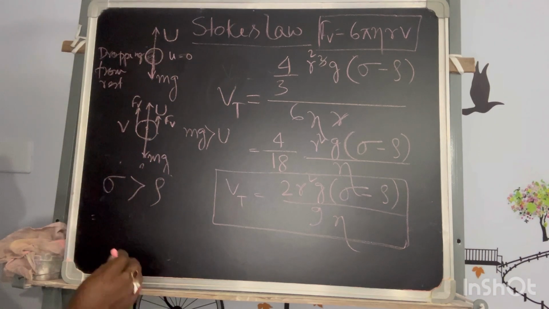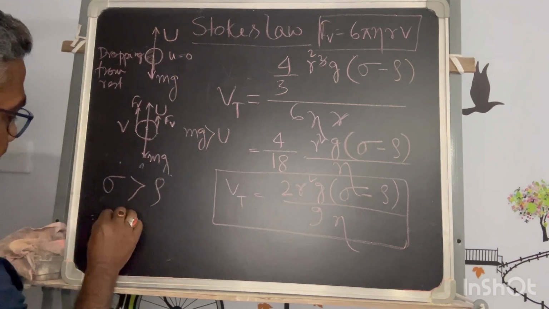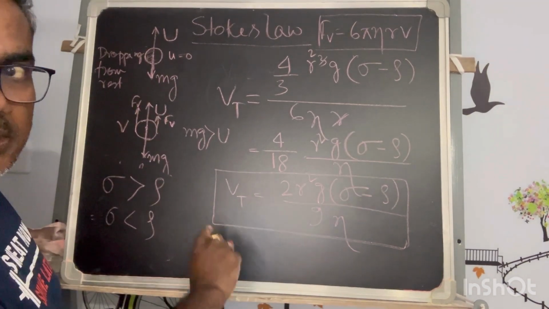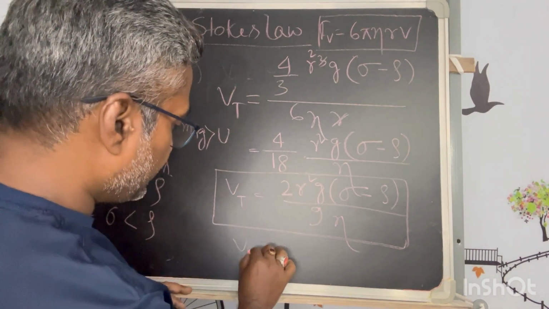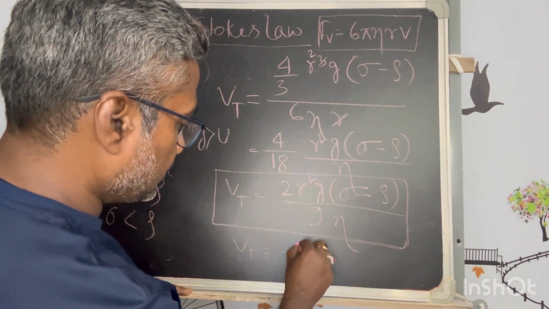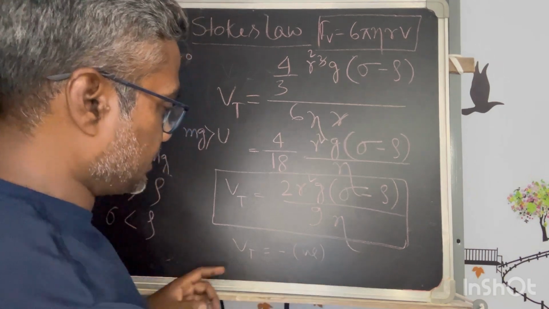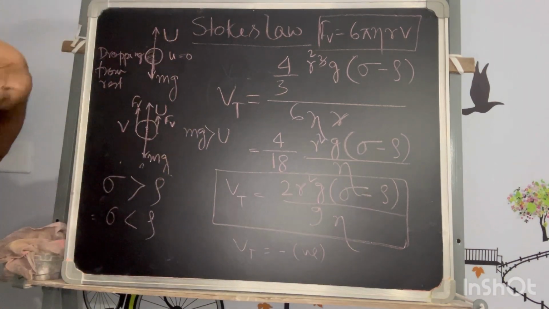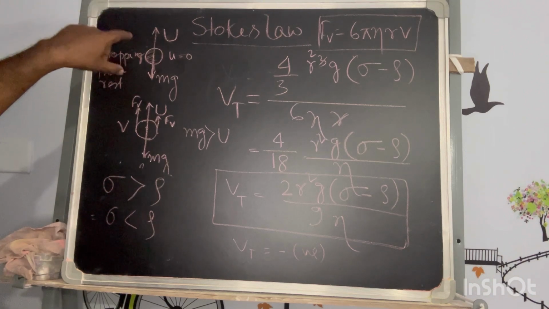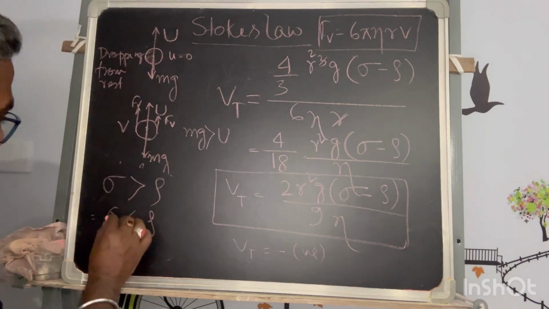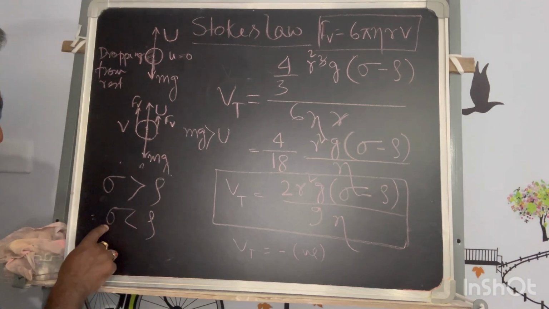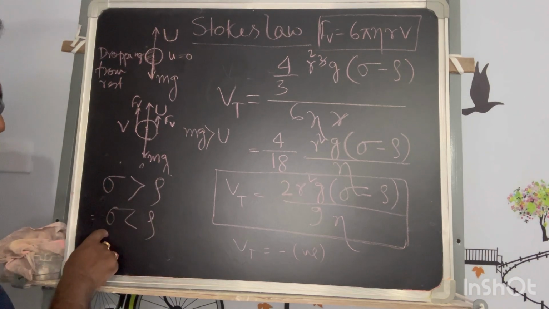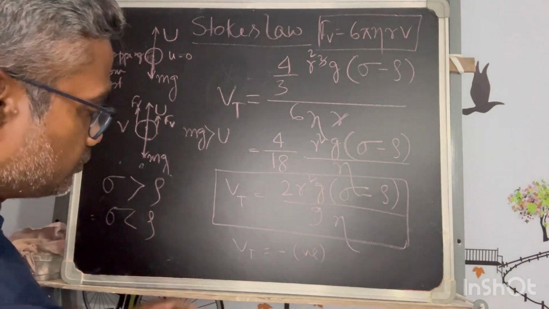Now in case the density sigma is less than rho, in this formula it will come negative. So Vt will come negative and the formula will be the same, but negative. What does it mean? The velocity will be on the other side. In what condition is this happening? When the density of the body is less than the density of the fluid, so it is getting negative.